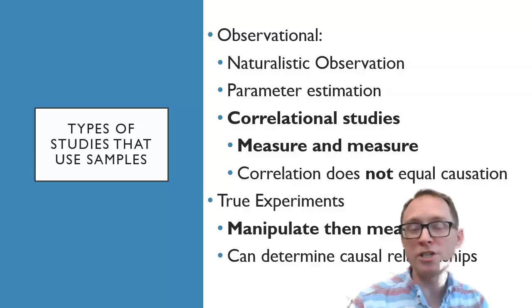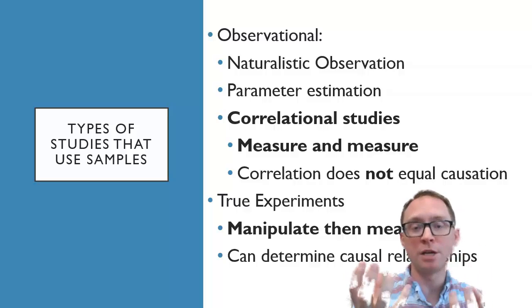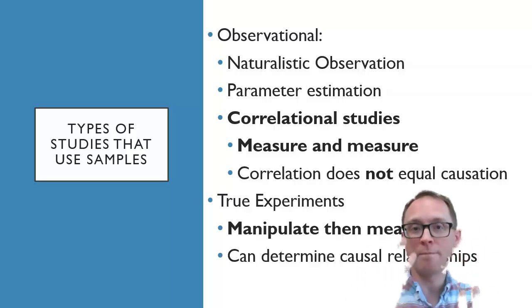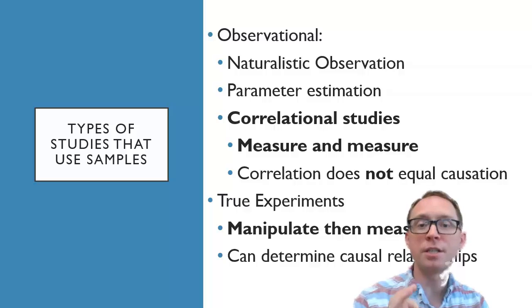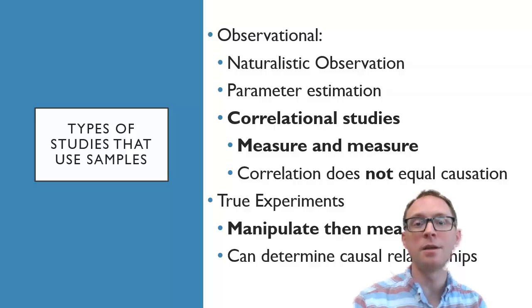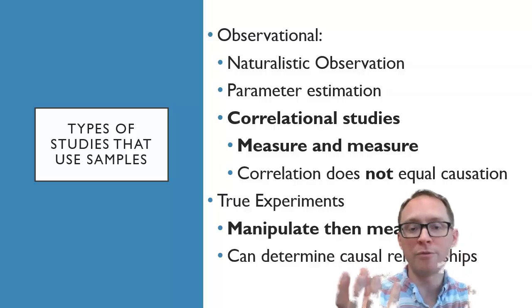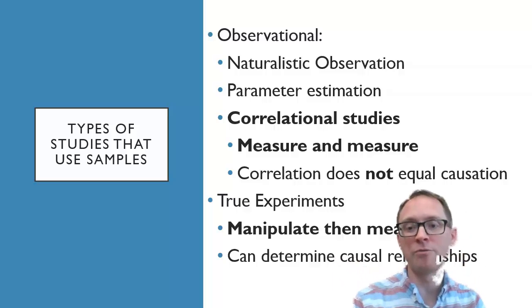You know it's a correlational study if you measure one variable and then measure another. So I measure your sex and then I measure whether or not you're playing football. Measure and measure. Measure one variable, measure another variable. That is a correlational study. Correlation does not equal causation. So just because more men tend to play football, that doesn't mean that being a man causes you to play football, right? It could be other things that are going on.